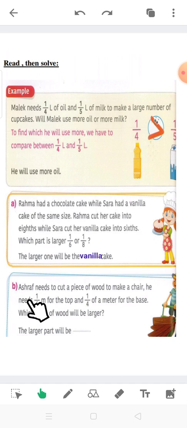Again, one more time. Ashraf needs to cut a piece of wood to make a chair. He needs 6 meters for the top and a quarter of a meter for the base. Which piece of wood will be larger? We have got the crazy fraction. The tops are the same. So the quarter is more. The larger part will be for the base, the quarter.